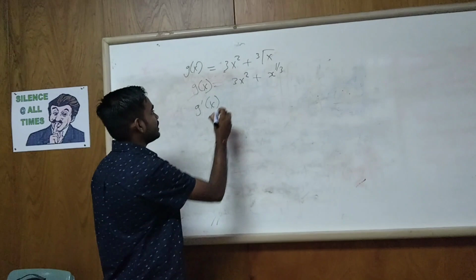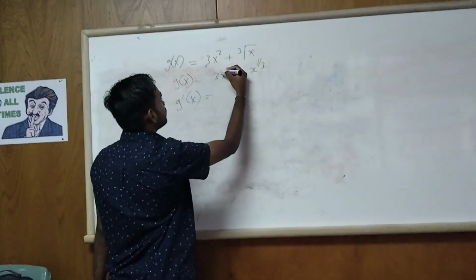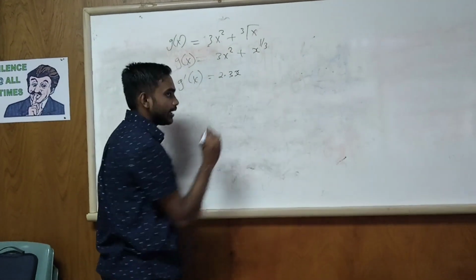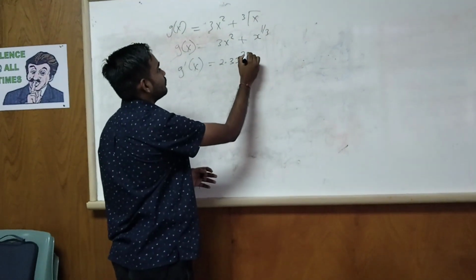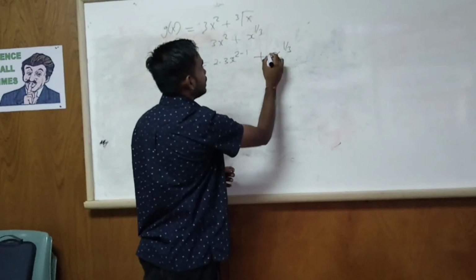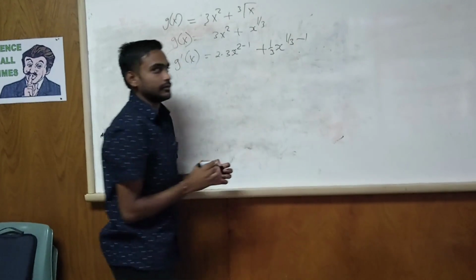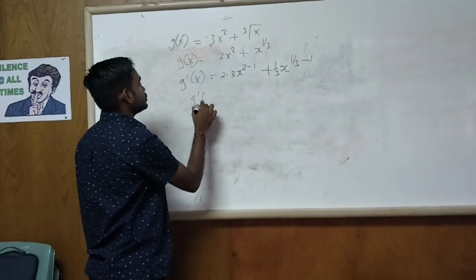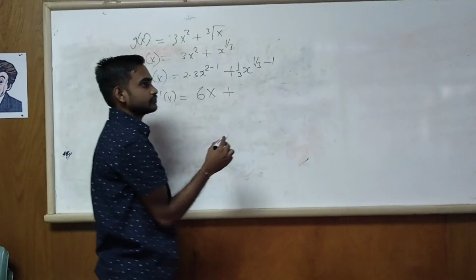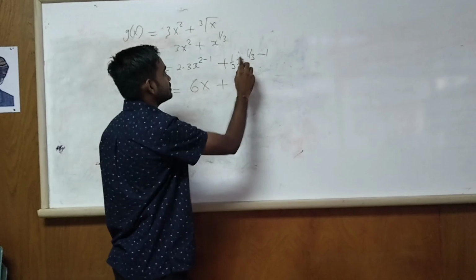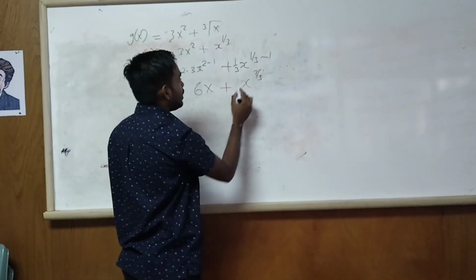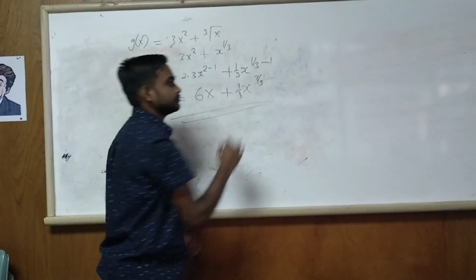g prime of x is equal to, the power rule comes in, these two will multiply in front, 2 multiplied by 3, then x remains, then minus 1 from the power, right? Plus x to the 1/3, so this 1/3 will come in front, minus 1 from the power, right? So g dash of x is equal to 6x plus 1/3 x, and the power becomes 1/3 minus 1, right? So we are going to get 2/3 in the power, minus 2/3. So you can leave your answers here.